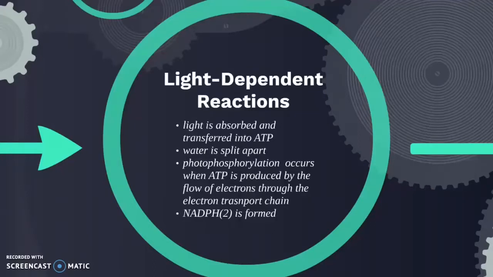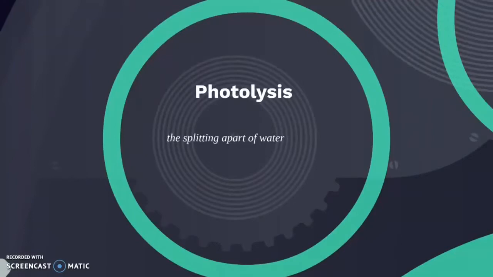NADPH2 is formed as the protons from water reduce NADP to NADPH2. NADPH2 then carries H2, or hydrogen 2, to the light-independent reactions. Photolysis is the splitting of water. When the water is split apart, it provides electrons to replace those lost from Photosystem II and protons to reduce the NADP to NADPH2.